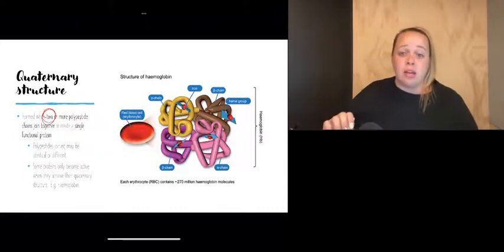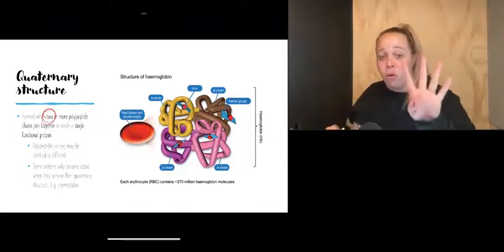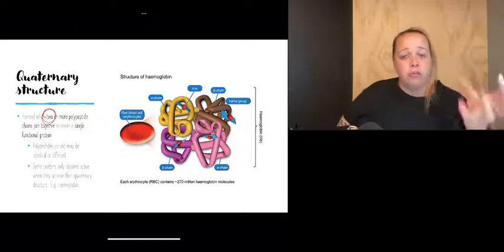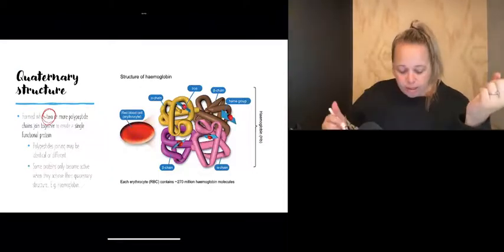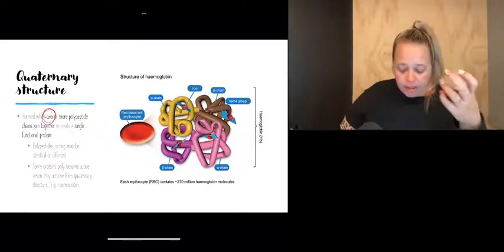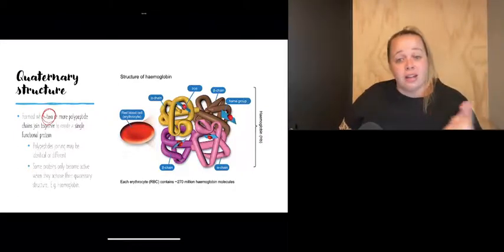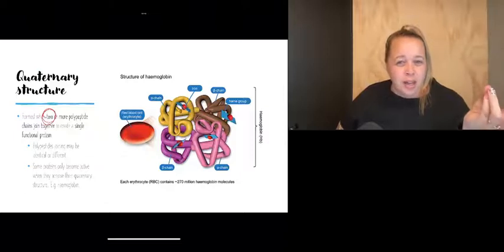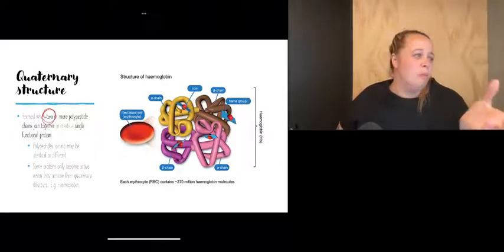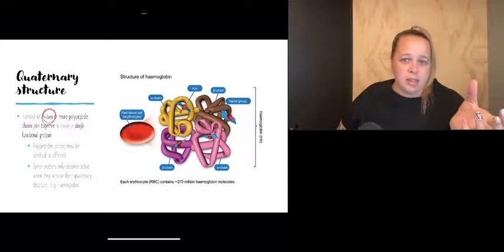Hemoglobin is a really good example of this. Hemoglobin is made up of 4 polypeptide chains or 4 tertiary structures bound together. And so some proteins don't work unless they have multiple chains to them. You can see how complex proteins can become quite quickly from this.